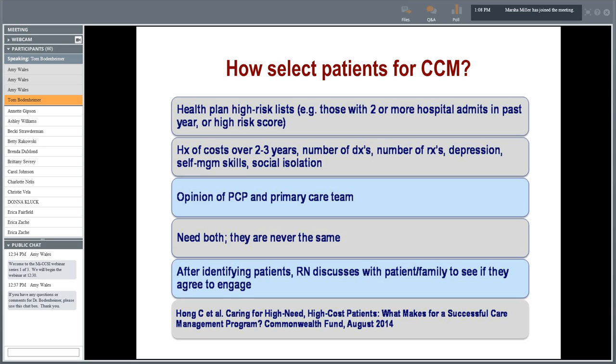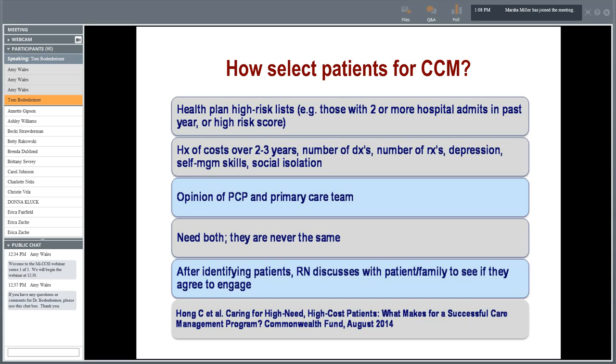So for some people, the team will say, no, that patient, they're not going to get any better anyway. Or that patient, they're better already, so they really shouldn't be on this list, and so forth. So you need both the high-risk list and the team. Then the other thing is that you have to make sure that the patient and the family agree to engage in complex care management because it's much more intensive work for them in addition to for us.